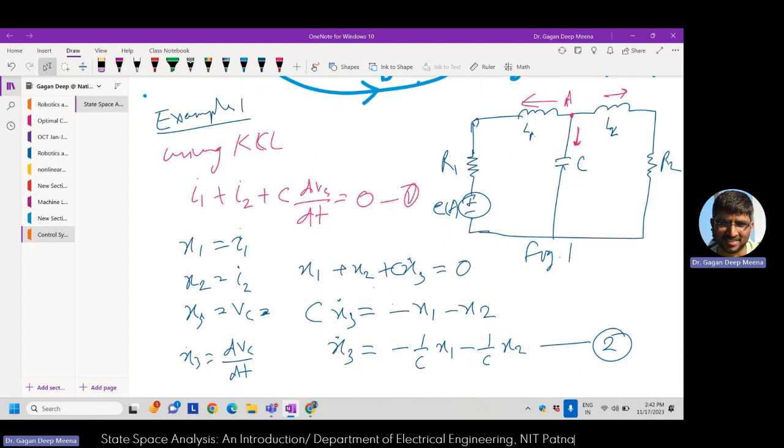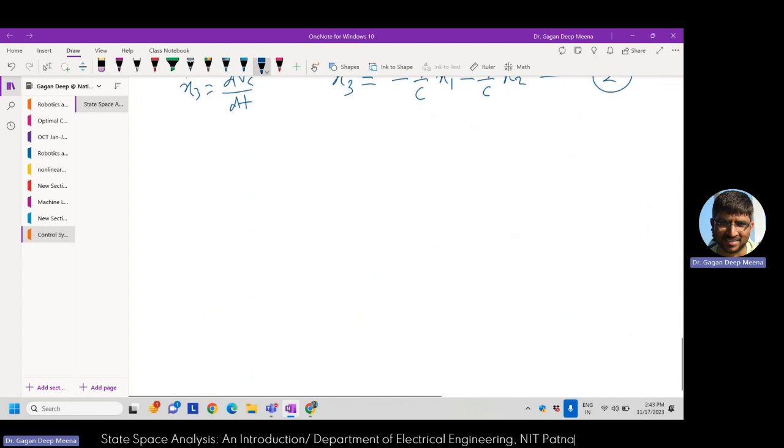I can see the two loops are there. So I'll try to apply the KVL in these two loops, and let's see what happens when we look at the first loop. So when we are looking at the first loop, we can see the figure in this fashion. There is an inductor, there is a capacitor, and the voltage across the capacitor is Vc.